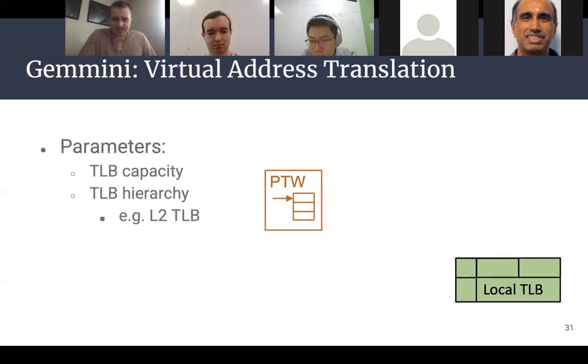Then there is the virtual address translation system. This is used so that programmers don't have to manually translate addresses when feeding them into the accelerator. Gemmini has a local TLB, and it shares a page table walker with the host CPU, through which it can get virtual addresses. And you can change the TLB hierarchy. For example, you can add an L2 TLB so that you have a multi-level TLB system. You can flatten that hierarchy, you can change the capacity, et cetera.